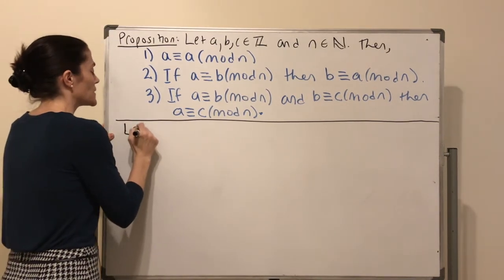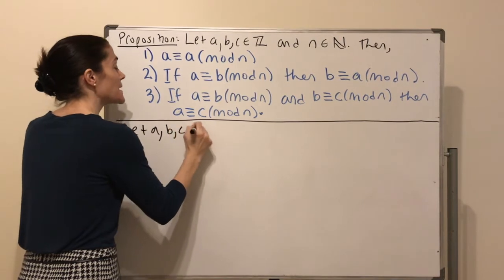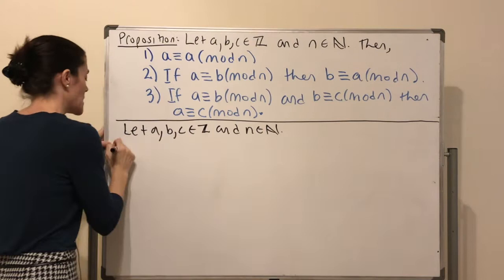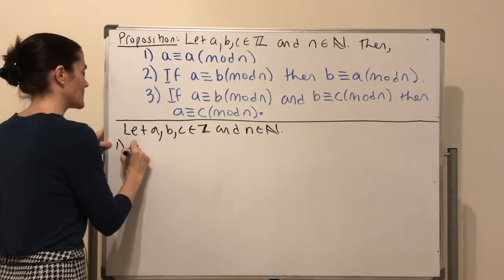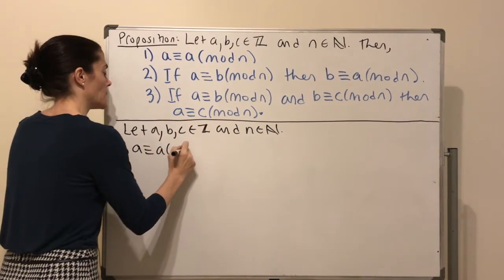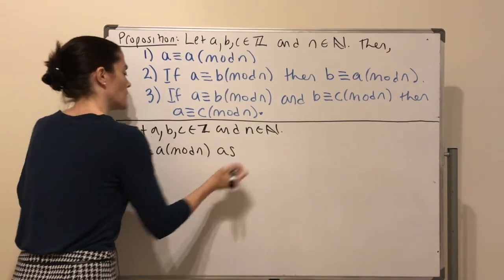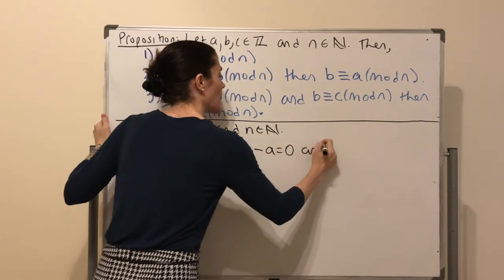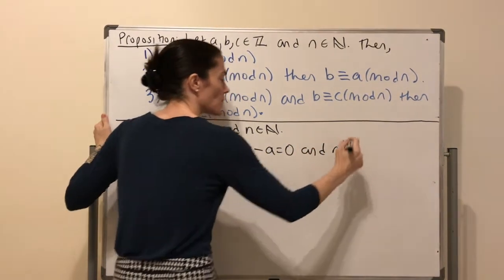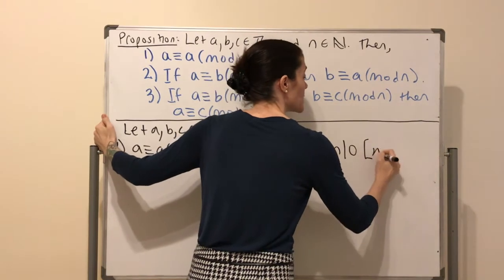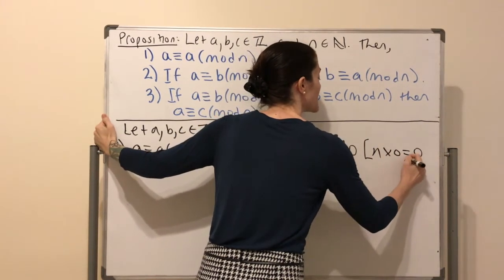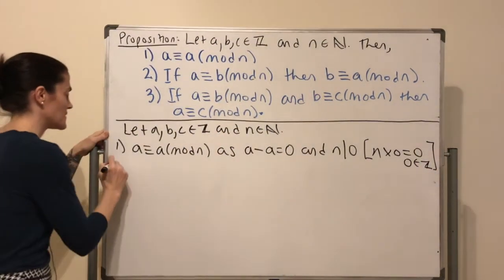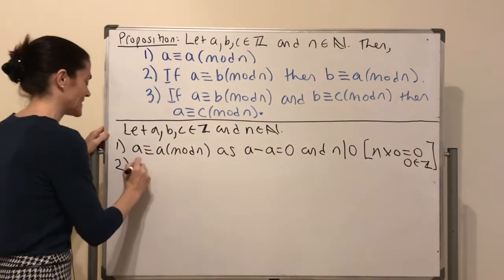Okay, well, we will let a, b, c be integers, and then we have some natural number n. For the first one, this holds as a minus a is 0, and n divides 0. In fact, the justification would be n times 0 is 0. 0 is an integer. Okay, that one was quite short.